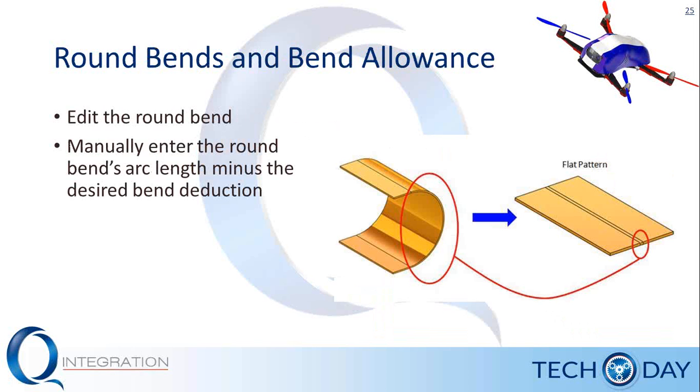Associated with this bend allowance, you can edit this to avoid issues like you see on screen, where we have a lot of material in a bend, but when we generate the flat pattern, it may be very small. This is where it's important to make sure you have the proper arc length specified for that bend deduction.